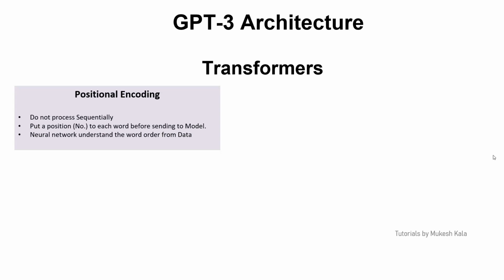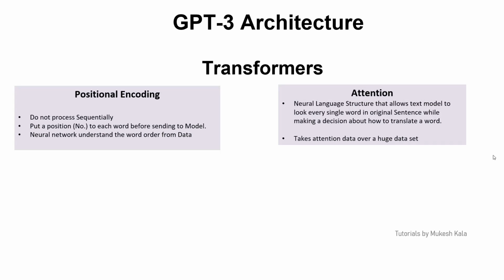The first thing this model does is it uses positional encoding. So transformers have some characteristics. The first characteristic is called positional encoding, which means that it is not processing the data sequentially. RNN used to process the data sequentially, that's why it has some problems. Whereas in positional encoding, we put a position number to each word before sending the data to the model. Here, the neural network understands the word order from the data. So the problem of the RNN was solved in the transformer by using something which is called positional encoding.